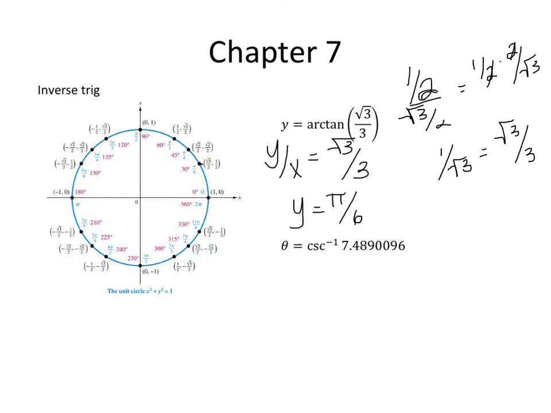Now, how did I know to use pi over 6 as opposed to 30? Well, because of this y. If it's y, you use radians. If it's theta, you use degrees.